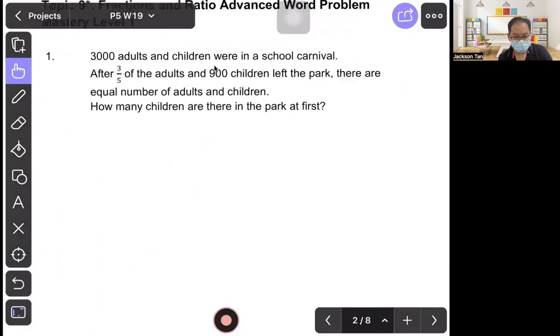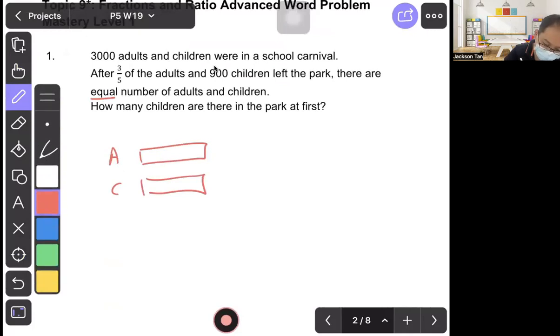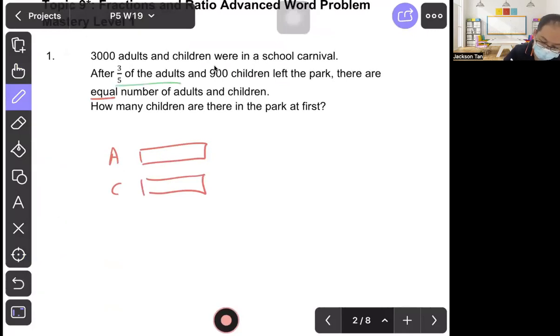So for the practice question, we'll do a bit faster. So we work backwards, starting with equal number of adults and children. Since 3/5 of the boys left, that means I left with 2 units. So here, put back the 3 units. And here, put back the 900. Altogether, 3,000 people.